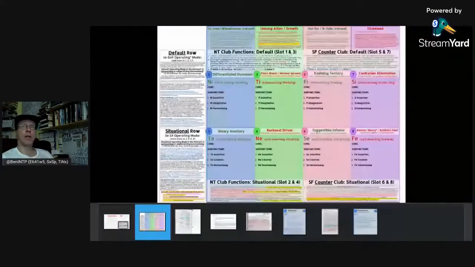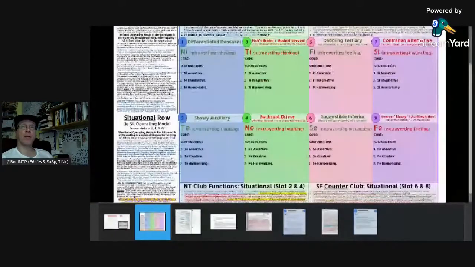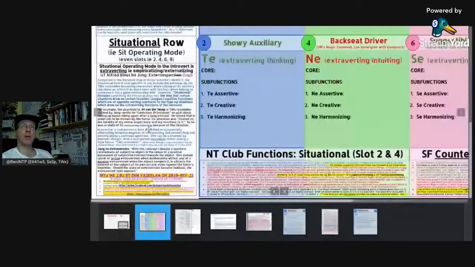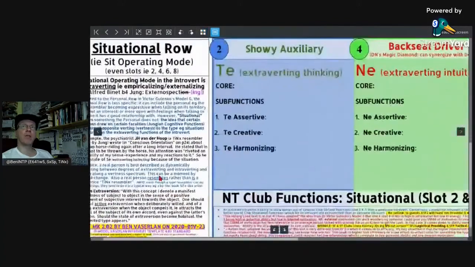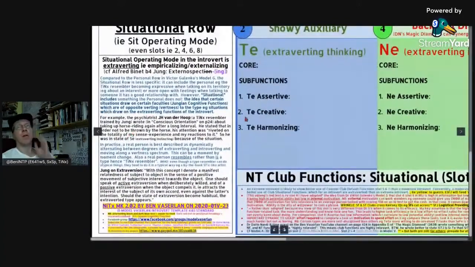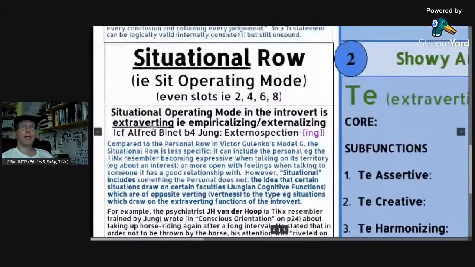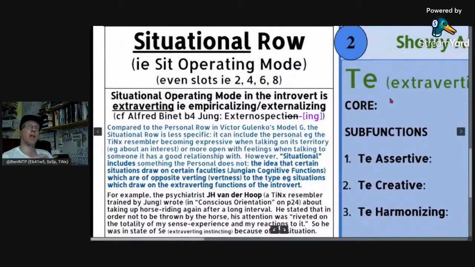Now, we're going to get on to some key information about this position before I then go on about Te. So I'm just going to get rid of this, and I might crash when I do this. Right, so I'm going to talk about the situational row in all introverting types, and especially in INTJ. So in order to make this more visible, I'll zoom in while I can. So the idea here is that the introvert situationally extroverts, because by default, the introvert introverts.